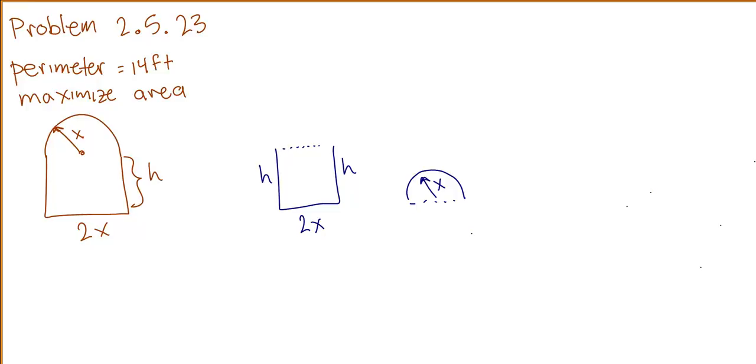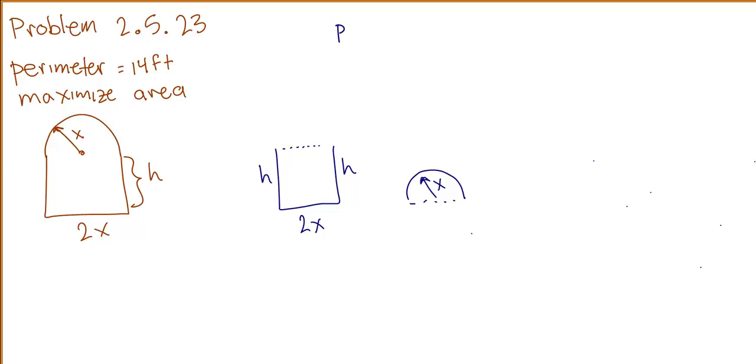So we have this Norman window. It looks like a rectangle with a semicircle on top. We know that the perimeter is 14 feet. That kind of constrains us. It limits how big the window can be. But with that constraint, we're trying to maximize the area. Now to do this, I split it up into two pieces. So I did the rectangle part and the circle part. This just makes it easier for me to visualize.